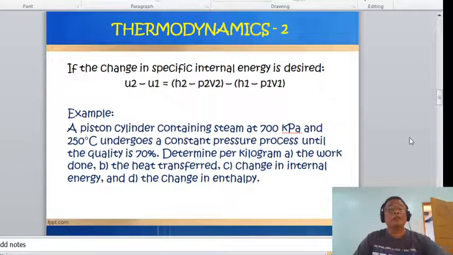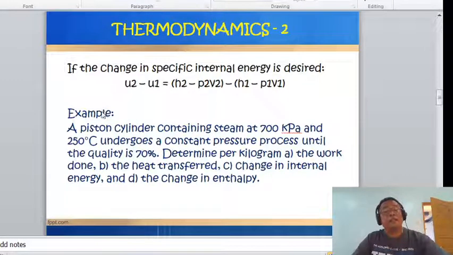So if the change in specific internal energy is desired, the change in internal energy is equal to the change in enthalpy, or h sub 2 minus P sub 2 V sub 2 minus h1 minus P sub 1 V sub 1. I think this is more clear if we take up this example. So if you consider this.